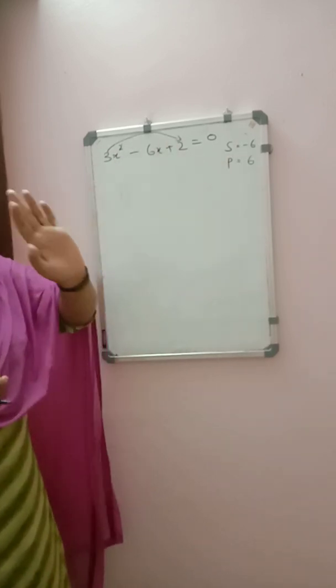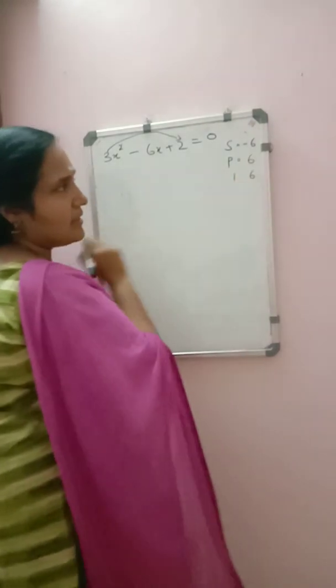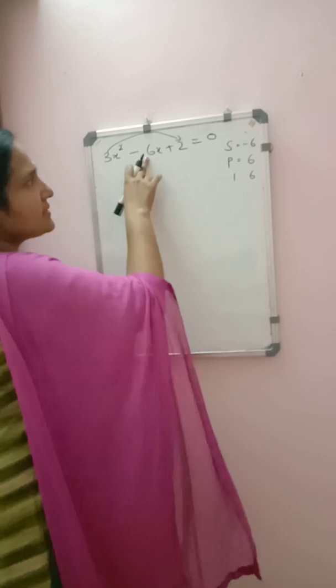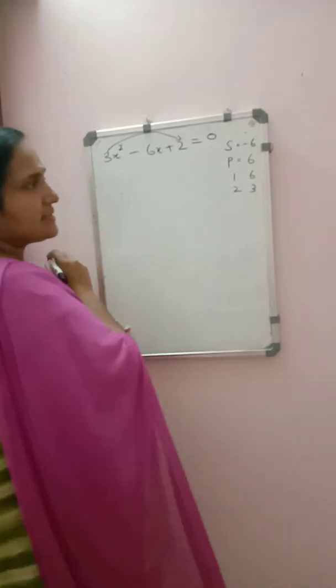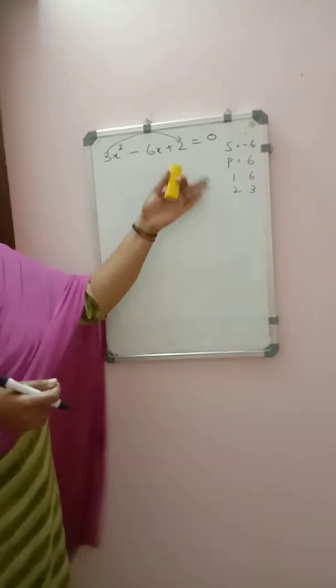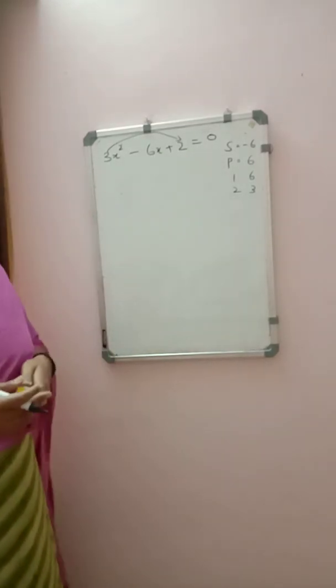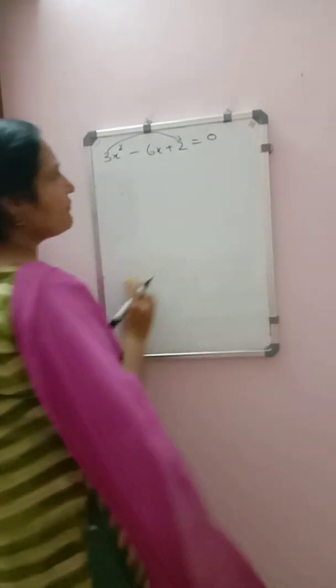So we have to do the addition there. So we can check product 1 into 6 will be equal to 6, but 1 plus 6 not equal to minus 6. 2 into 3, 6, but 2 plus 3 not equal to minus 6. So two numbers by this method is not possible. So what we will do? We will use quadratic formula.